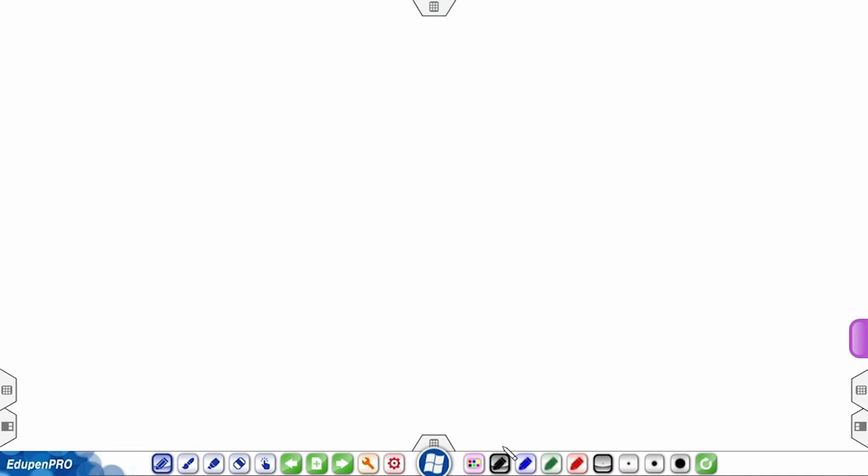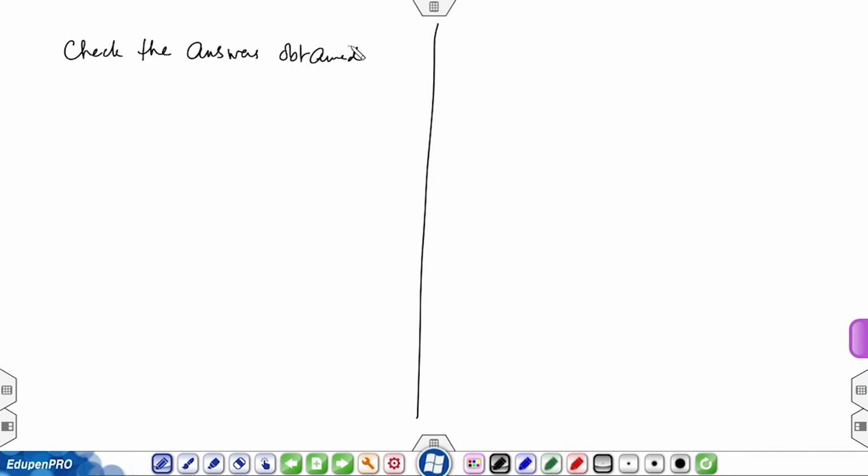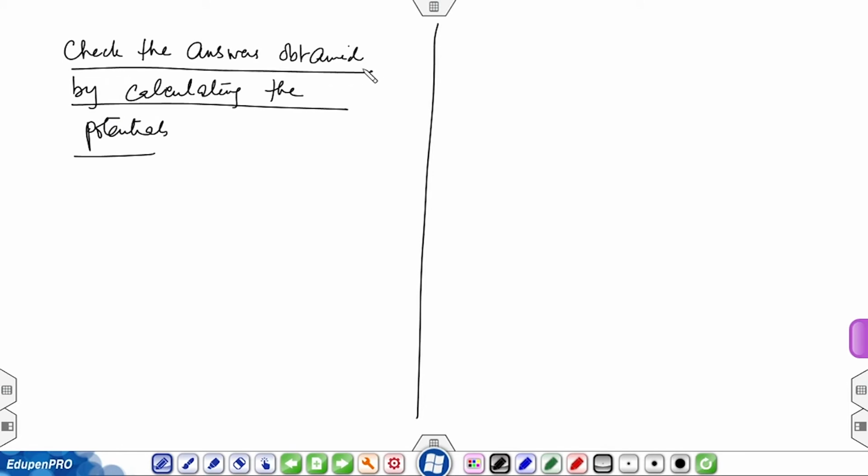Next, what I want to do is check the answers obtained by calculating the potentials, which, as I said, is going to be an easier calculation.